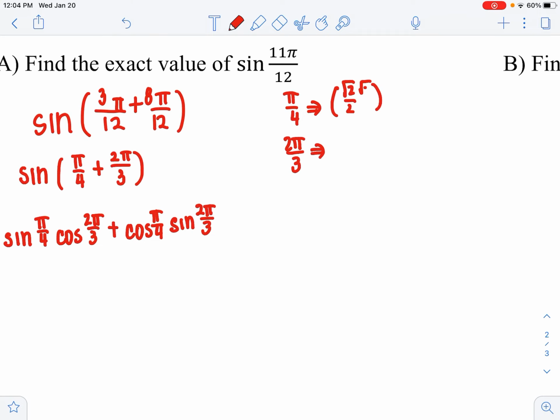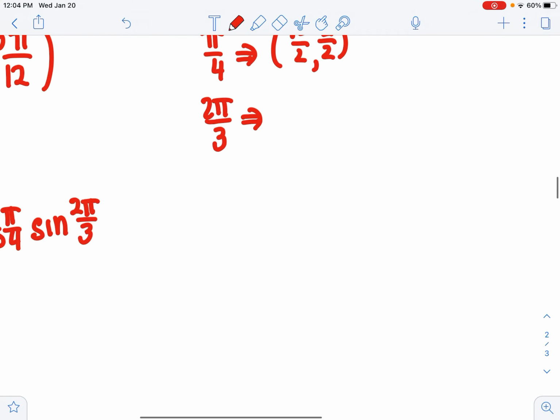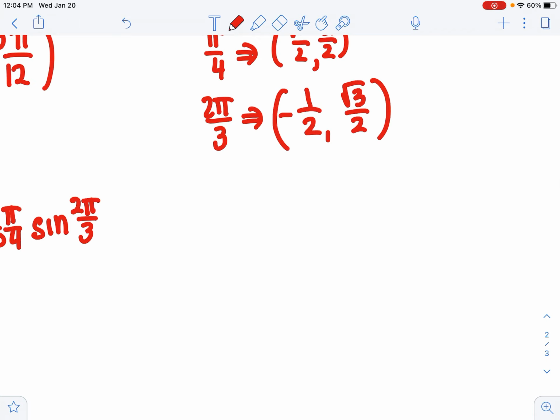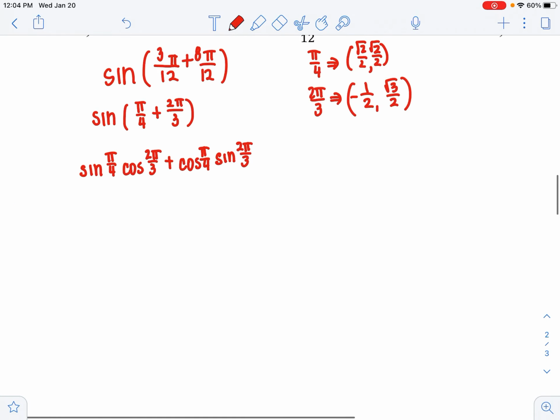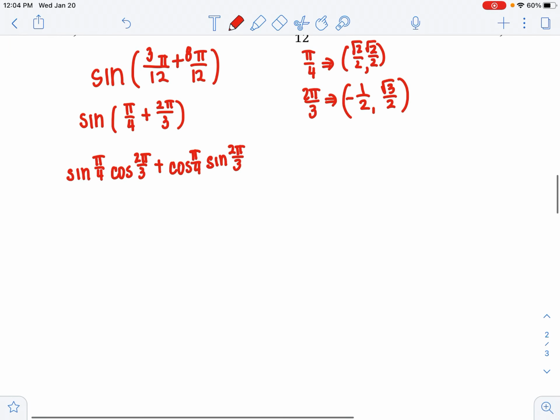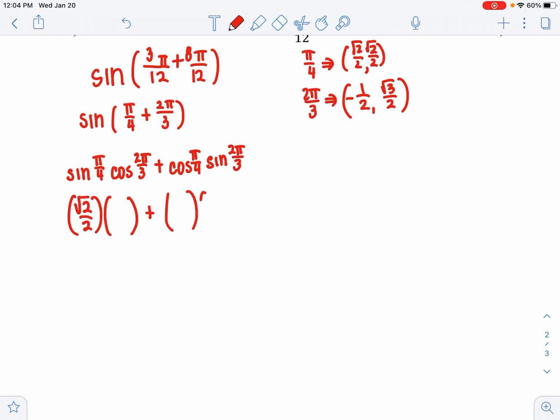All right, pi over 4 is root 2 over 2, root 2 over 2. And then 2 pi over 3, it's a pi over 3 angle, so it's 60 degrees, 1/2, root 3 over 2. But 2 pi over 3 is in the second quadrant, so it's left and up. All right, so now I'm going to replace. Sine of pi over 4 is root 2 over 2. I'm going to put my 4 sets of parentheses in. Makes me happy. All right, cosine of 2 pi over 3 is negative 1/2. Cosine of pi over 4 is root 2 over 2. Sine of 2 pi over 3 is root 3 over 2.